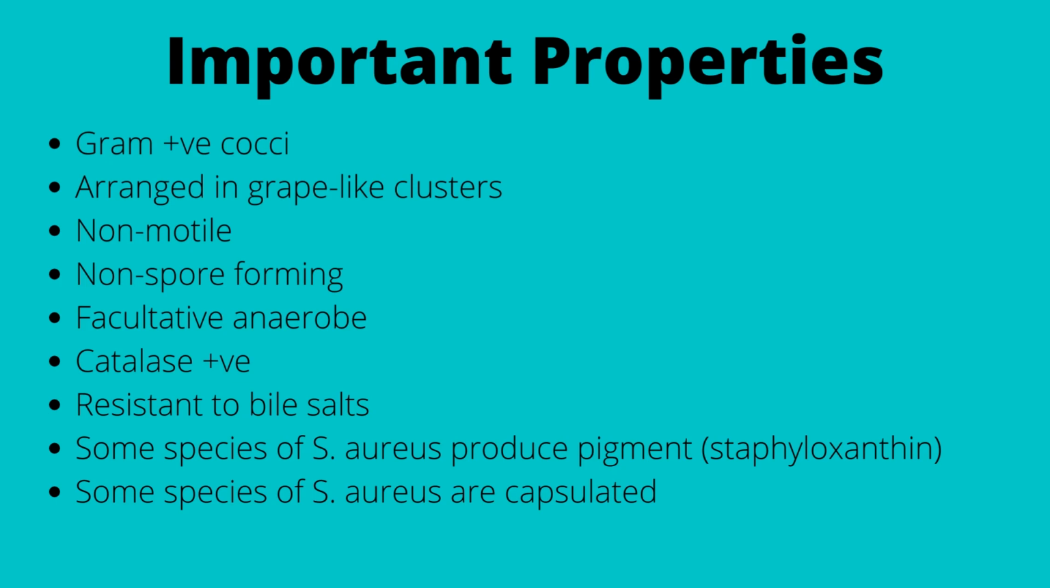Catalase is an important enzyme that is produced by this bacteria that causes the degradation of hydrogen peroxide into water and oxygen. So when there is breakdown of hydrogen peroxide, the bacteria is protected from the killing effect of hydrogen peroxide. Some species of Staphylococcus aureus produce pigment that is staphyloxanthin that imparts golden color to its colonies, while some species of Staphylococcus aureus are also capsulated.